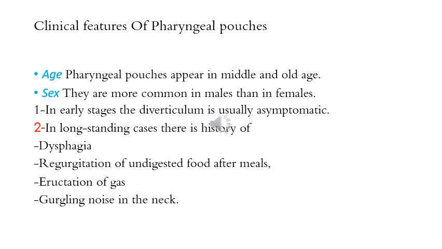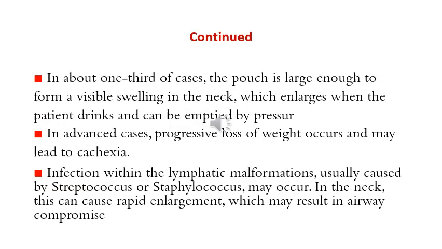ترجيع غذاء غير مهضوم بعد الوجبة. Irritation of gas. قرقرة للغاز. Gargling noise ضجيج أو قرقرة في الرقبة. In about one third of cases, the pouch is large enough to form visible swelling in the neck, which enlarges when the patient drinks and can be emptied by pressure.